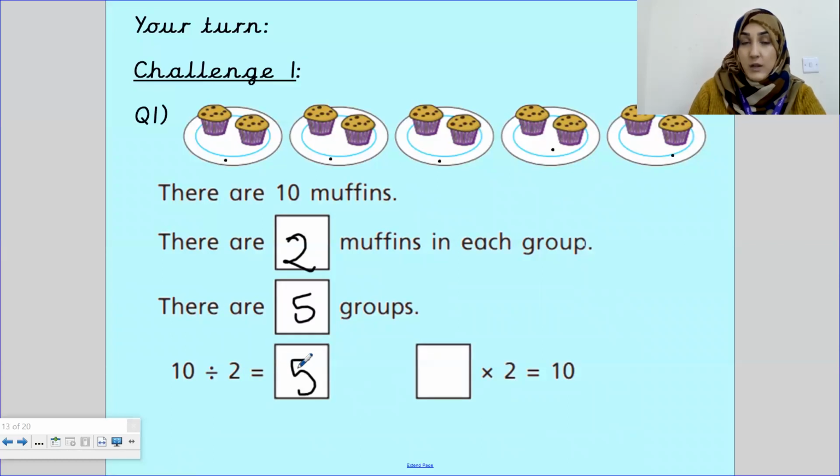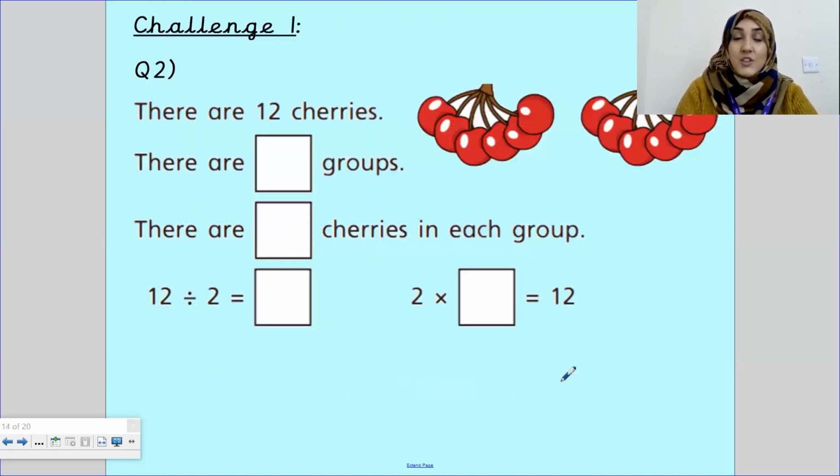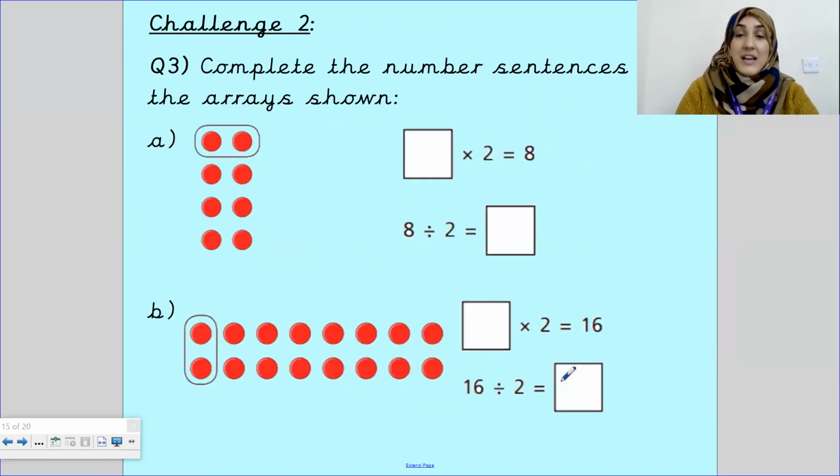Remember, it's backwards, the multiplication sentence. So it would be 5 multiplied by 2 equals 10. Okie dokie. Your second question, Morris class, I would like you to complete this independently. So challenge one children, pause the video here and have a go at this question while I move on to challenge number 2. Challenge 2, question 3.